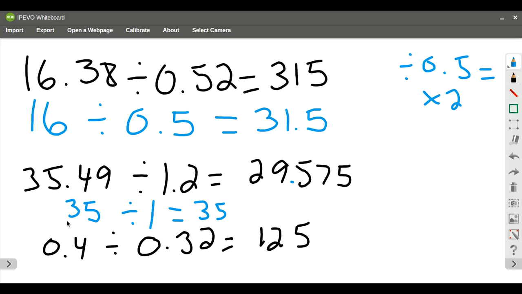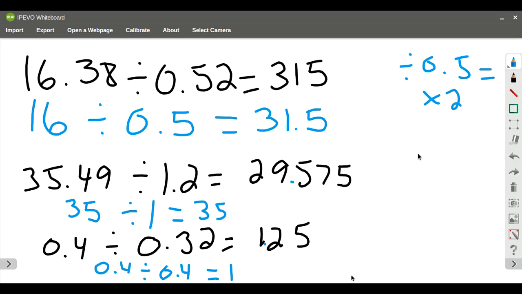All right, if we take a look at our last one, I'm going to do 4 tenths divided by 32 hundredths. I'm going to round 32 hundredths, and I'm going to use a compatible number of 4 tenths. Well, when I divide a number by itself, I get 1. So my answer is going to be close to 1. So it's going to be 1.25. So here I used estimation to help me determine where to place the decimals.